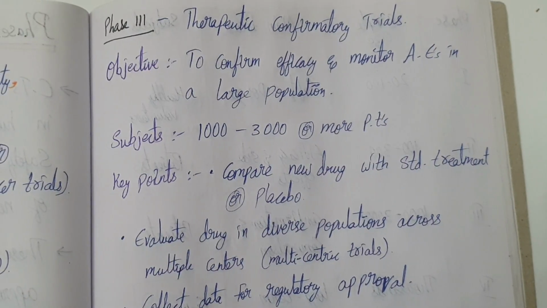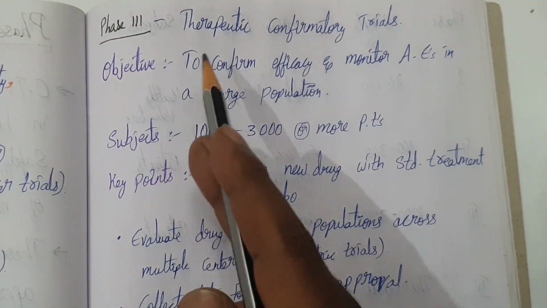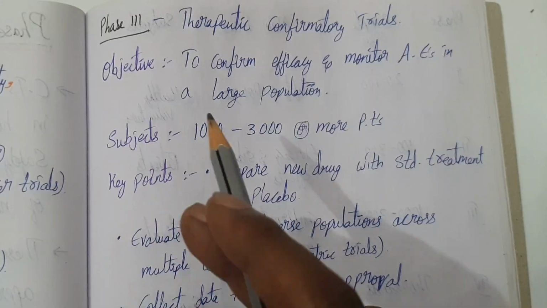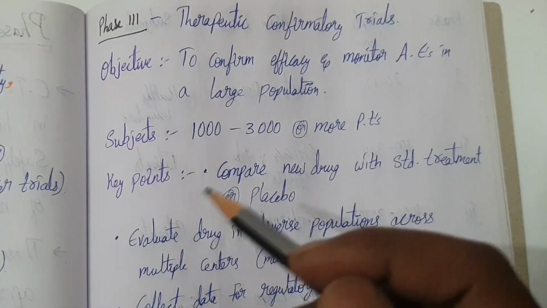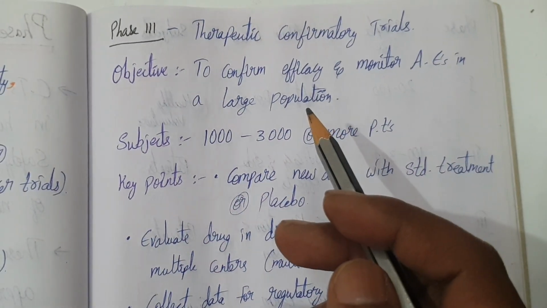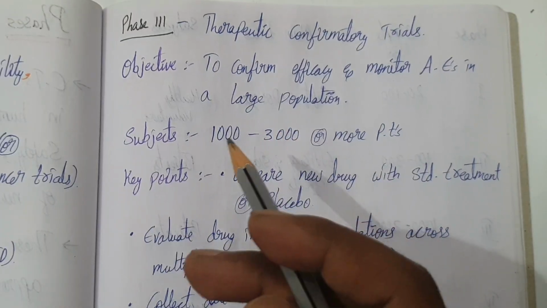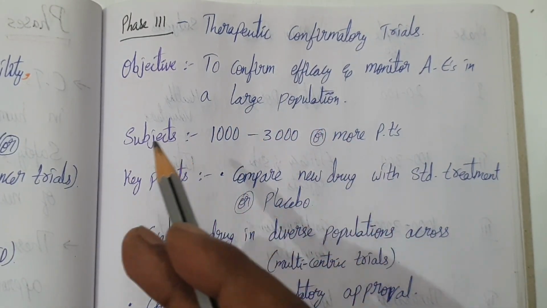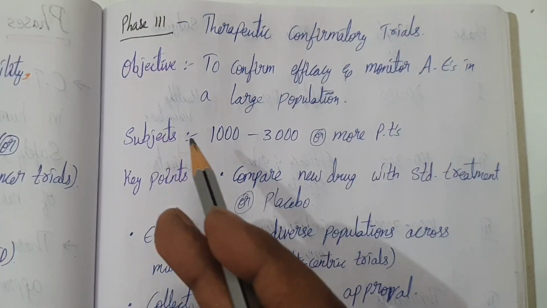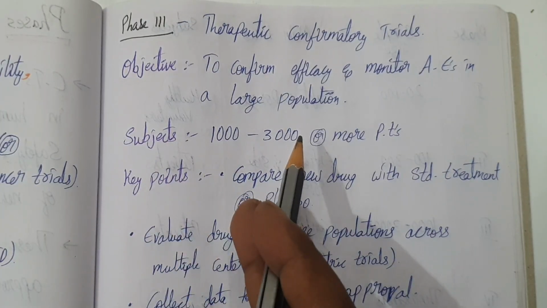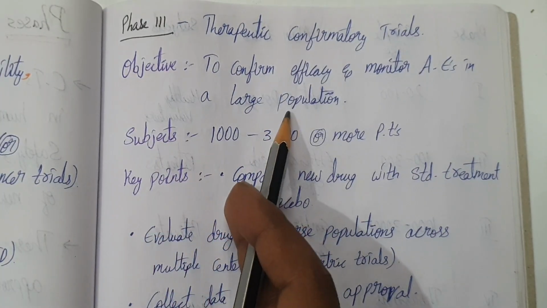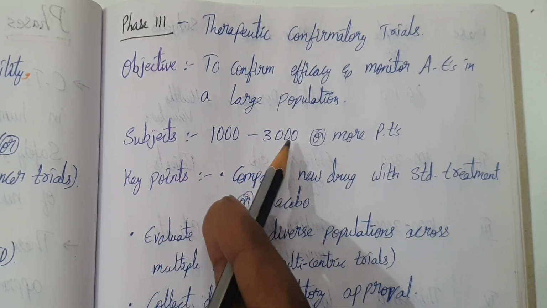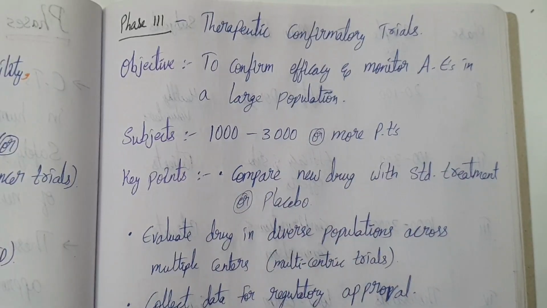Now moving on to phase 3, which includes therapeutic confirmatory trials. The objective is to confirm efficacy and to monitor any adverse effects in a large population. Large population means a sample size of 1000 to 3000, whereas in phase 2 we included 100 to 300, but we can take more patients also.